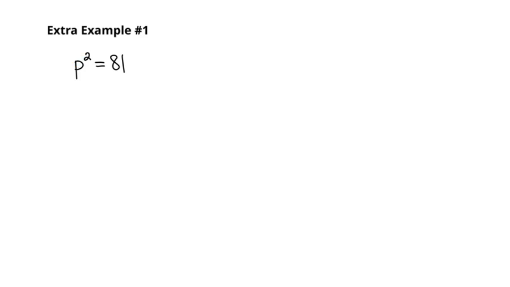To undo a square, we're going to square root. You have to show this work. This is your work being shown to do an operation to both sides of the equation, because what you do to one side, you must do to the other. So we're going to square root both sides.